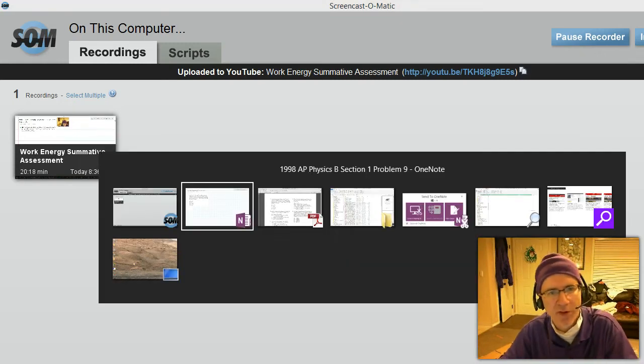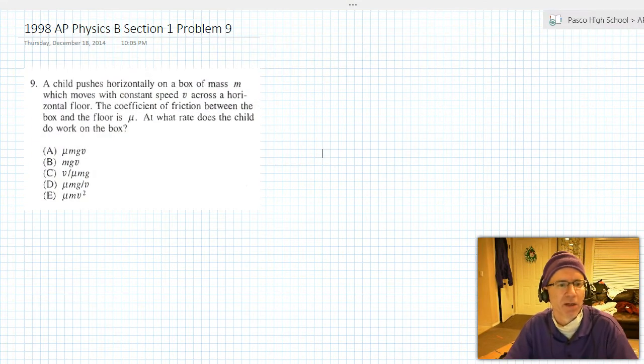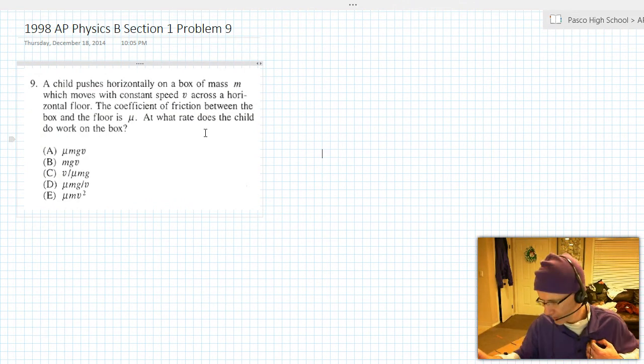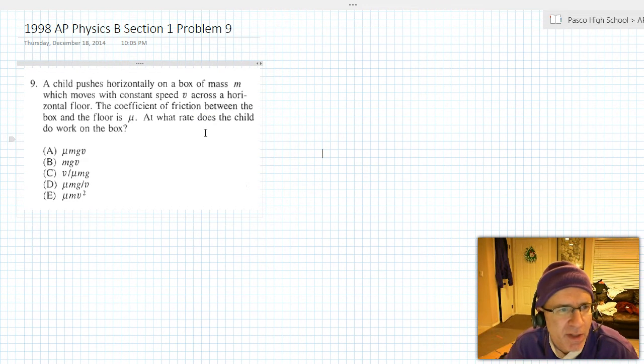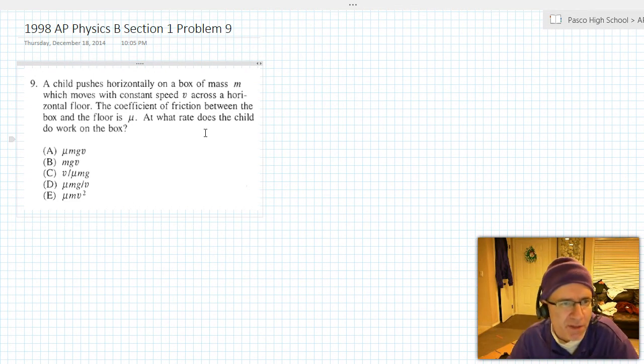We're doing problems from old AP exams. Here's the question for today. A child pushes on a box horizontally, which has mass m, moves at a constant speed v across a horizontal floor. The coefficient of friction between the box and the floor is mu. At what rate does the child do work on the box?